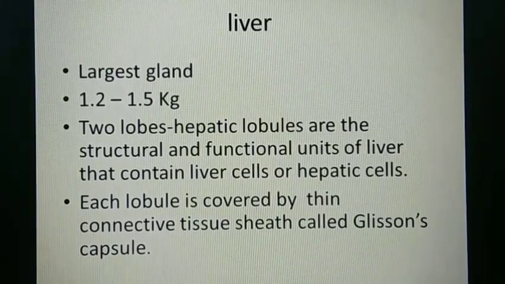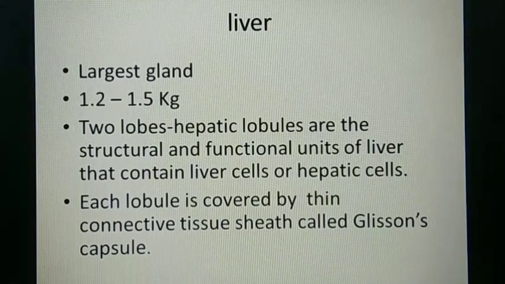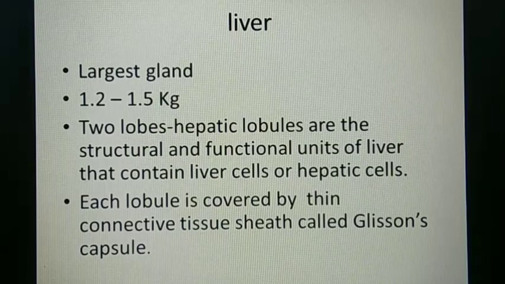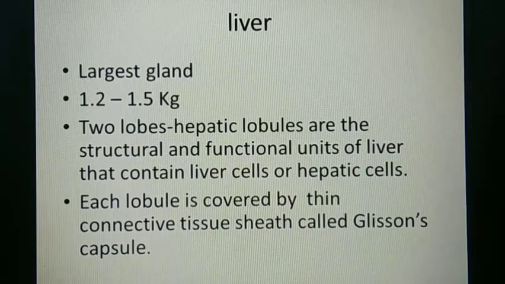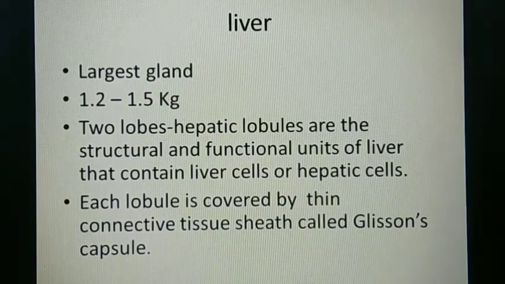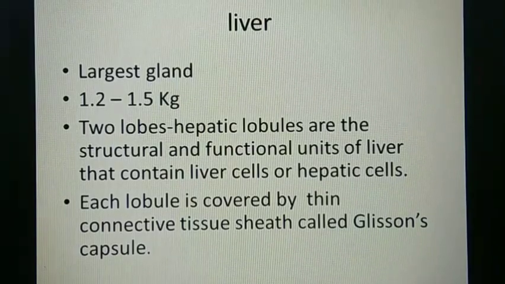Each lobule is covered by a thin connective tissue sheath called Glisson's capsule. So each hepatic lobule is covered by a thin connective tissue sheath called Glisson's capsule. So this is a short account on the structure of the liver.